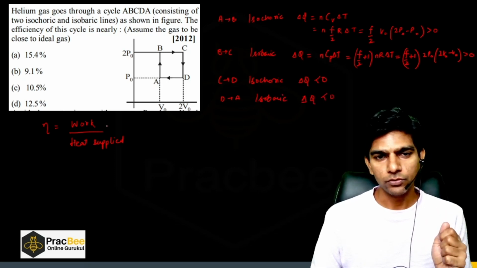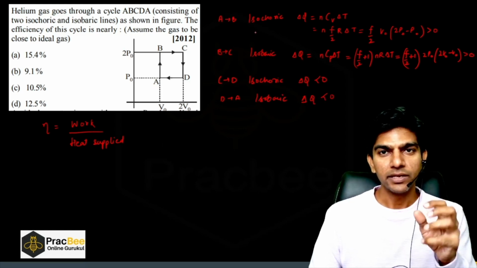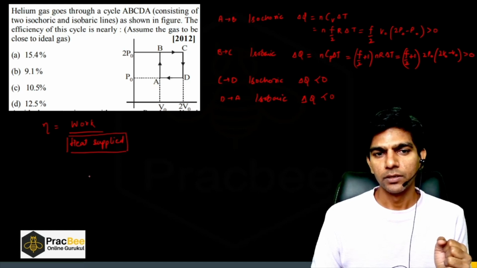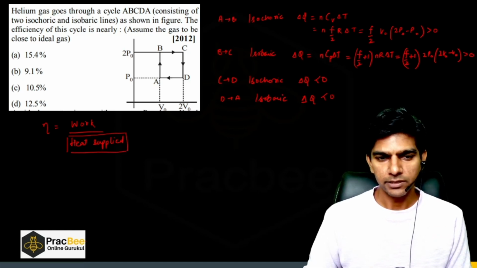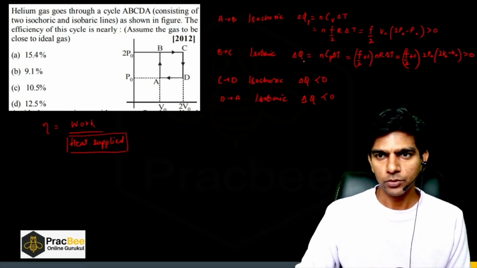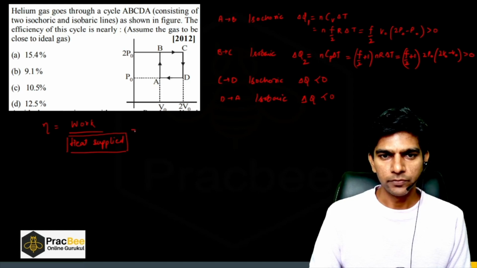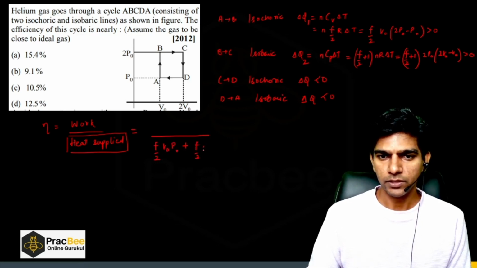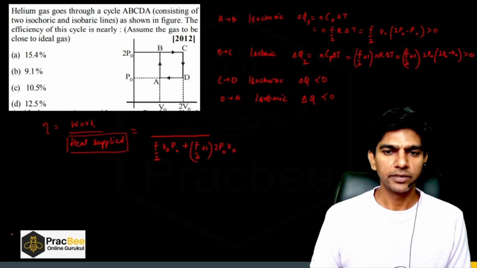So what heats do we have to use? We have to use only those processes in which heat is supplied to the system. So in this case, let us say this is ΔQ1 and this is ΔQ2. The denominator will have (f/2)V₀P₀ plus (f/2 + 1) times 2P₀V₀, right?